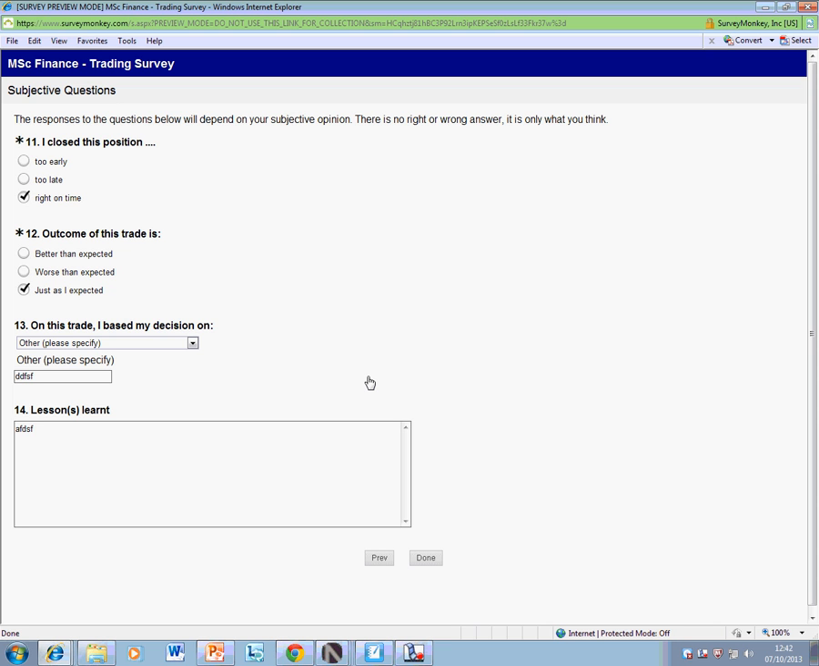So what this enables you to do is to record not just the trade, but also a whole host of other variables that influence your trade. And at the end of the module, when you're devising a trading strategy, what you will have is a trading log that you can analyze.